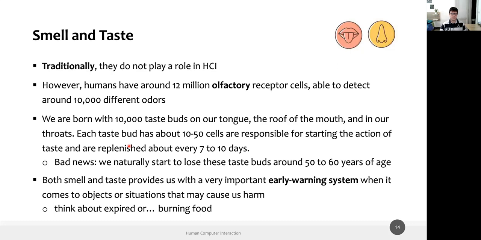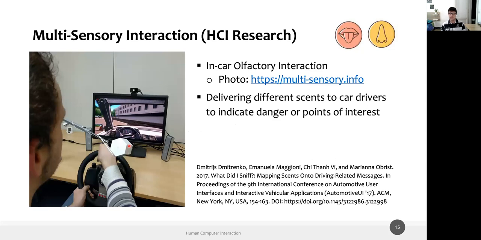So again, these traditionally do not play a role in interactive systems and user interfaces, even if for smell we see something starting to appear. The examples that I'm showing you now about smell and taste are more in human-computer interaction research, but especially the one on smell could easily be moved into a real product. So for instance, for smell, there is this in-car olfactory interaction.